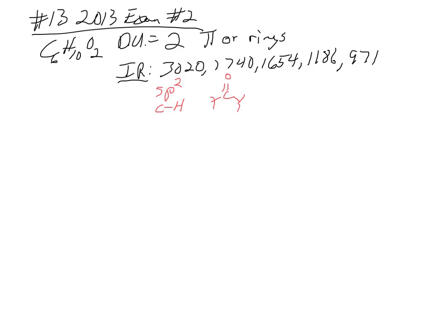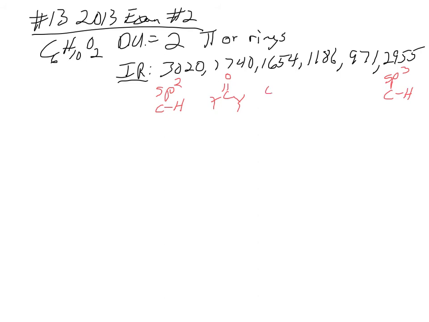Oh, my bad. Yeah, I did miss it. There's also a 2955. So what does 2955 tell you? sp3 CH. Alright, sp3 CH. Here we go, guys. 1654. What does that tell you? It could tell you C double bond O, but it might mean alkene, right?